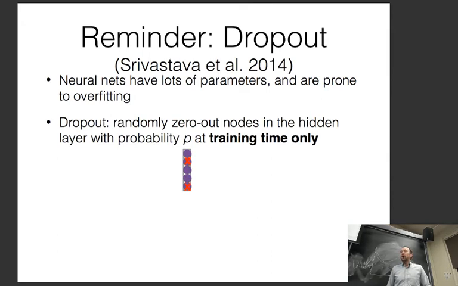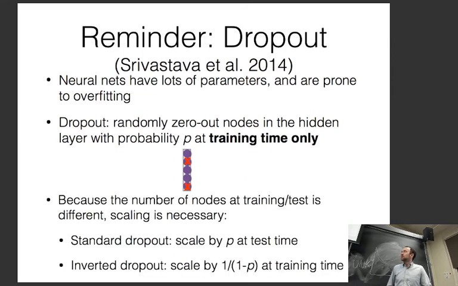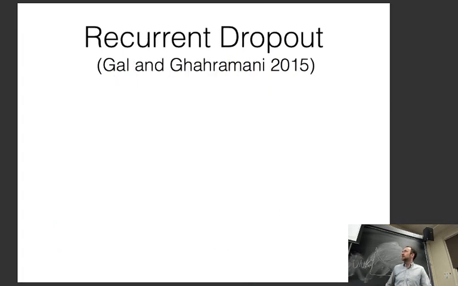It's not quite as clear cut as this, but if you have a network of size 256 and you do dropout with a probability of 50%, it's a pretty good idea to make your net twice as big and make it 512. And then scaling is necessary, but I talked about this before.